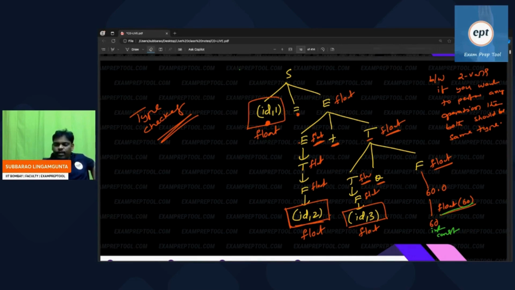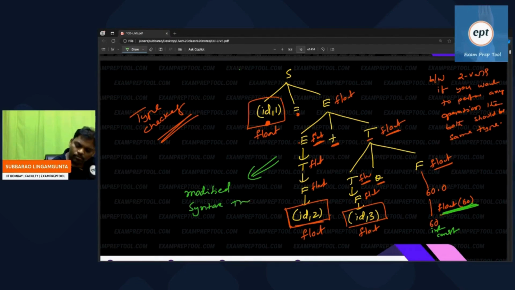See, somewhere little changes are there. The output is also a syntax tree. Somewhere some changes are there, a little bit, which is also called modified syntax. Little bit modification. Yeah, he will verify whether semantics are correct or not.